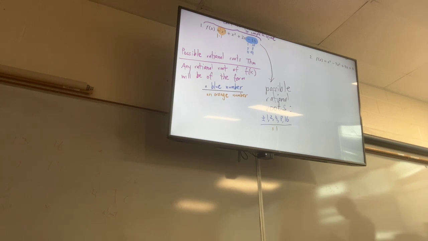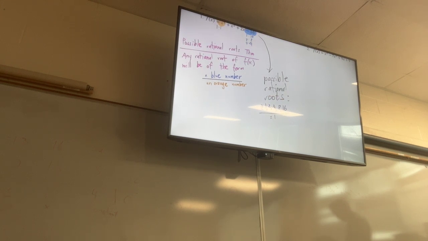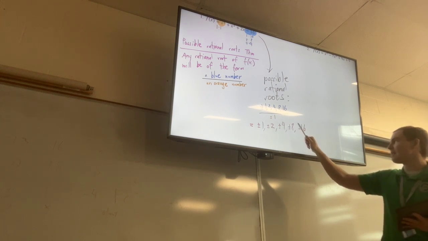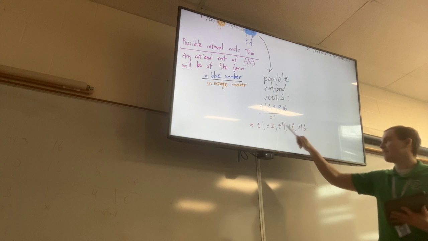Plus or minus 1 divided by 1 is just plus or minus 1. Plus or minus 2 divided by 1 is plus or minus 2. Plus or minus 4 divided by 1 is plus or minus 4. Plus or minus 8 divided by 1 is plus or minus 8. And plus or minus 16 divided by 1 is plus or minus 16. So I have 10 numbers here: positive 1, 2, 4, 8, 16, negative 1, 2, 4, 8, 16.